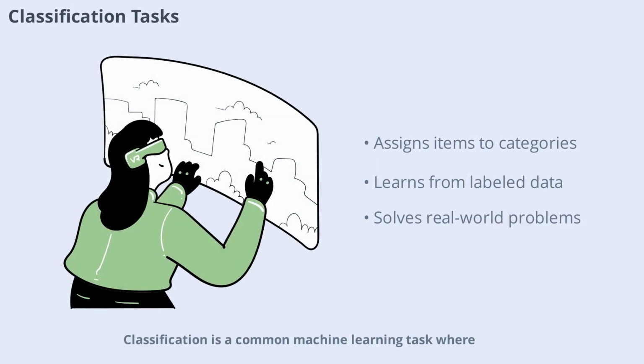Classification is a common machine learning task where the goal is to assign items to categories. For example, sorting emails into spam or not spam, or identifying whether an image contains a cat or a dog. Classification models learn from labeled examples and can handle a wide range of real-world problems.